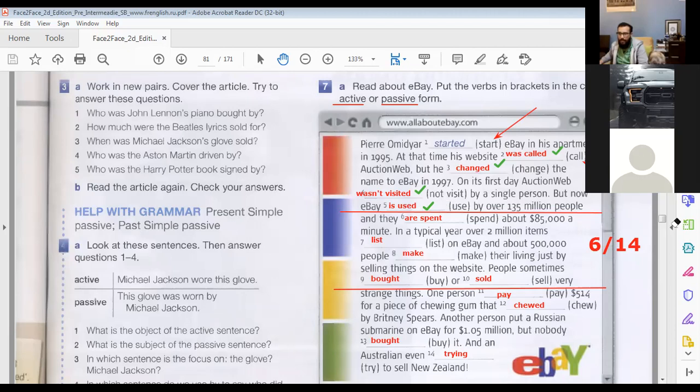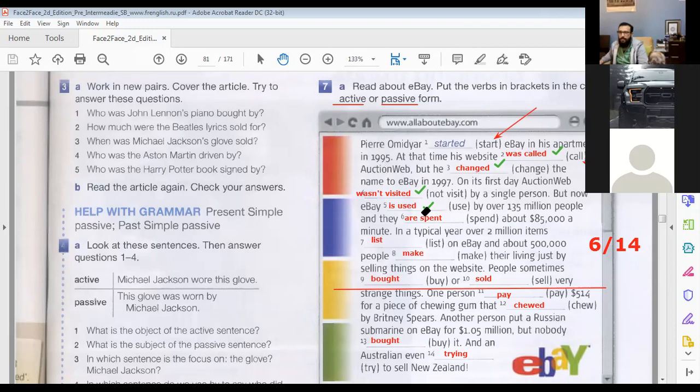Okay, let's move on from this line, but we're still continuing the same sentence. So eBay is used by over 135 million people and they are spent about $85,000 a minute.